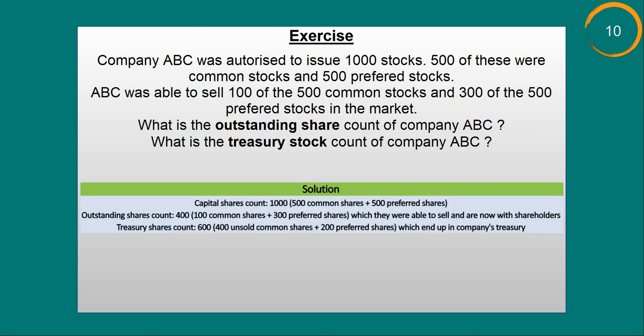Solution time. Capital share count will be 1000, that is 500 common shares plus 500 preferred shares. Outstanding shares count will be 400, 100 common shares and 300 preferred shares, which they were able to sell and are now with the shareholders. Treasury shares count will be 600, 400 unsold common shares plus 200 unsold preferred shares, which end up in a company's treasury.